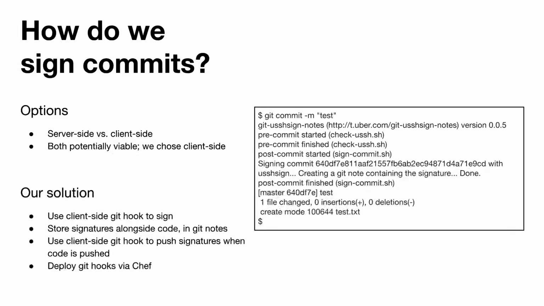And then to top this all off, we distribute this configuration to tell it to use the hooks, and the hooks themselves, with Chef to all of our developer endpoints. Fairly straightforward, right? What could possibly go wrong?